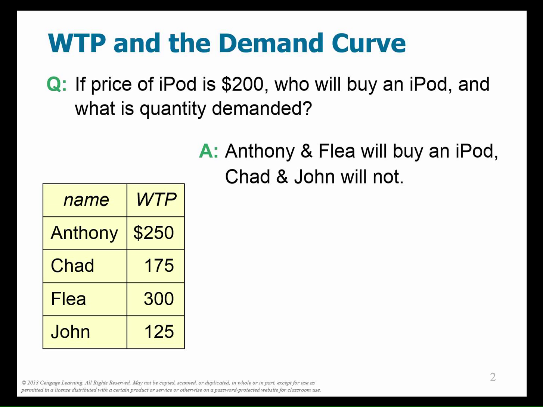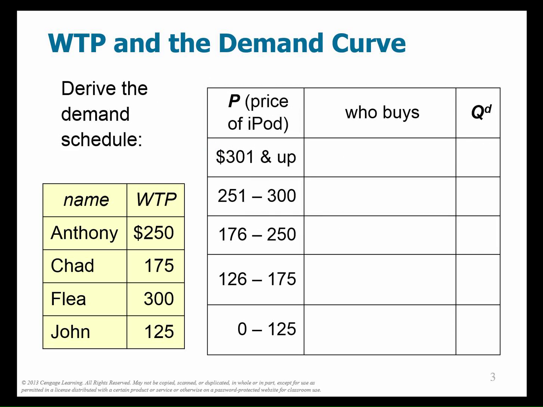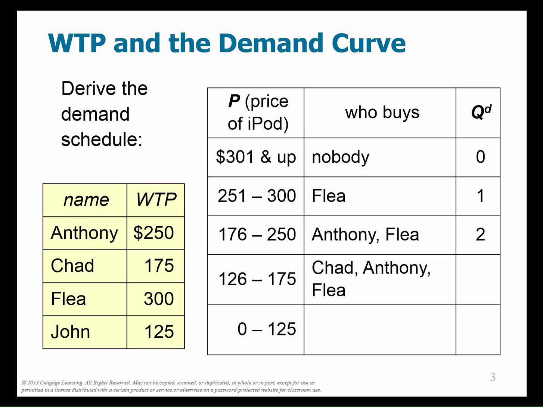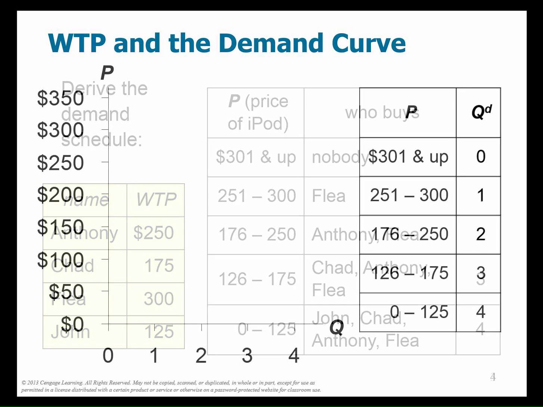So Anthony and Flea will. Chad and John won't, because Chad and John value the iPod less than $200. So quantity demanded is 2 and P equals 200. That's an equilibrium. Here's a simple demand schedule. Nobody buys it if it's over 300. Flea buys it at this price range. At this price range, 2 people buy it. 3 people buy it. And if the price falls even more, then all 4 people buy it. This is exactly the demand schedule that we learned about in Chapter 4.